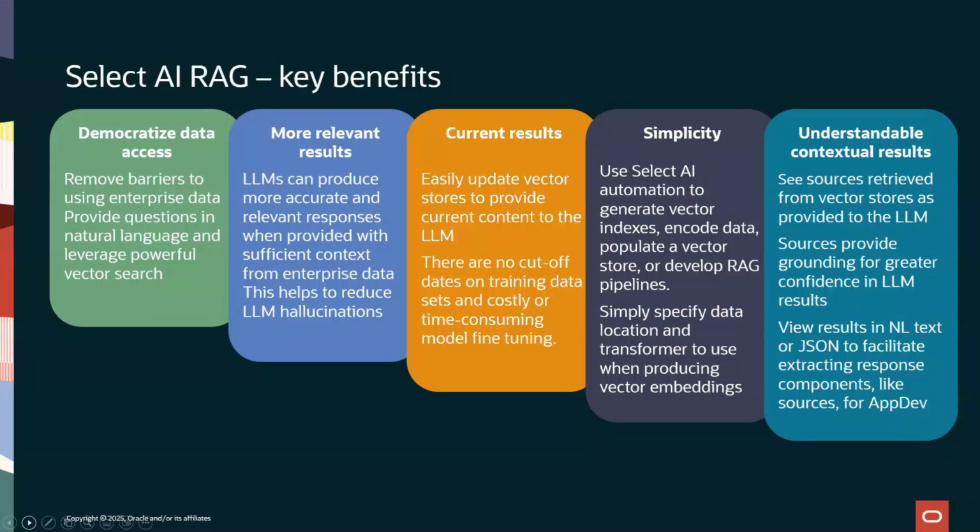Select AI with RAG literally will read your data from object storage. It will chunk your data into text. It'll embed the data into vectors, and it'll store that in a vector table and column with just a few simple statements. And so what does that look like?